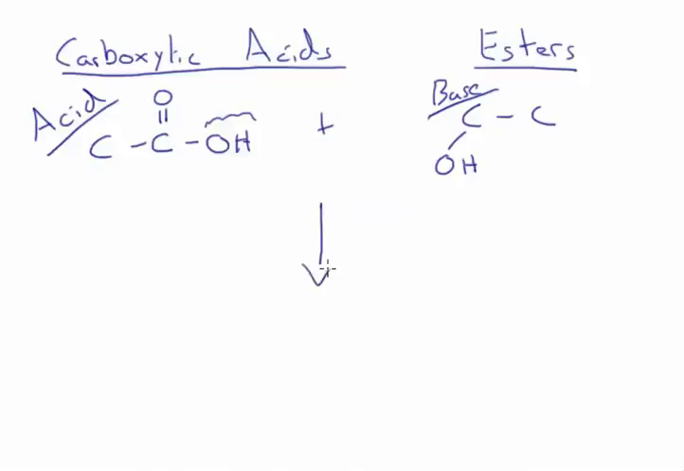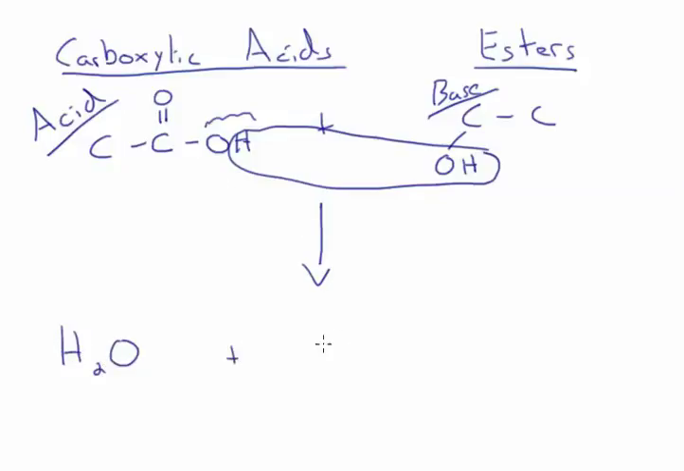And you can see the water is produced right here. That makes H2O. Then we combine what's left of these two compounds. We have our carboxylic acid, or what's left of it, and then we have what's left of our alcohol. And this is an ester.